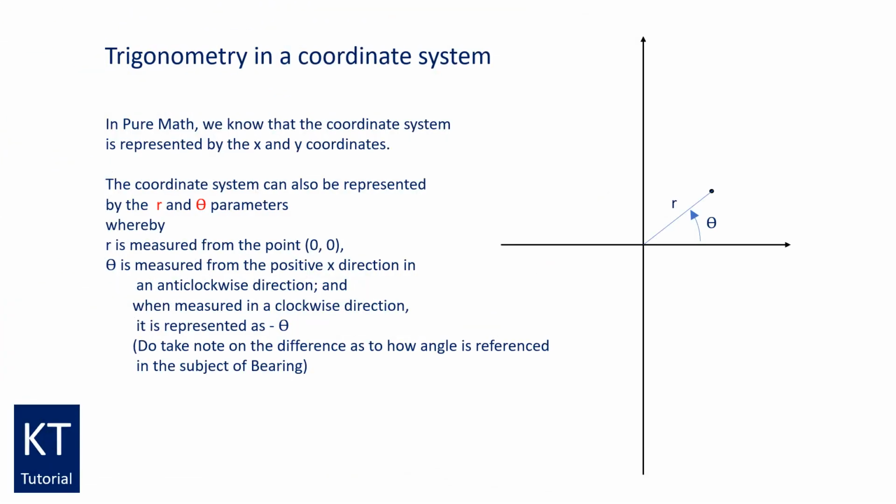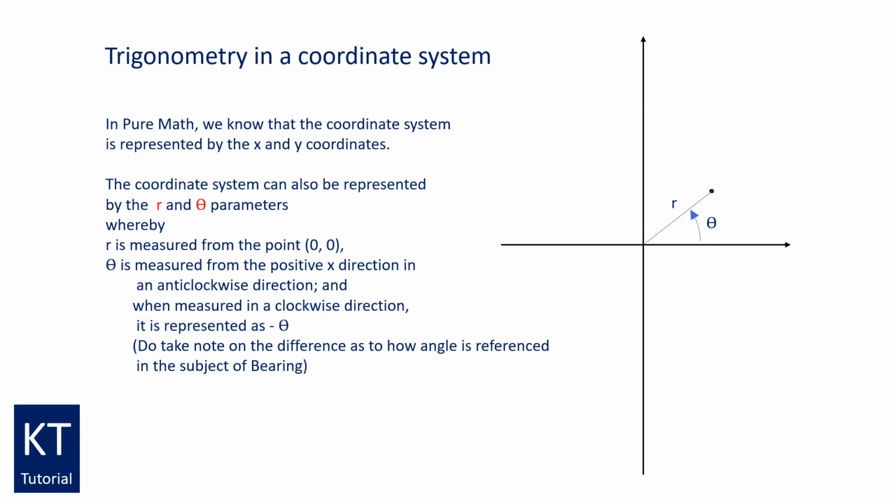Next, we shall look at trigonometry in a coordinate system. In pure maths, we've seen this as a coordinate system represented in the form of its x and y coordinates. The coordinate system can also be represented by the r and theta parameters, whereby r is measured from the point 0, 0, and theta is measured from the positive x direction in an anti-clockwise direction. Therefore, when measured in a clockwise direction, theta will be represented with a negative sign.